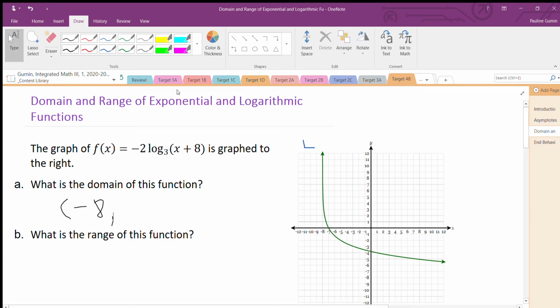Okay, now let's take a look at the right-hand side. On the right-hand side, it looks like we're going just to the right. It's not flattening out, it's just continuing to the right endlessly. So, infinity.